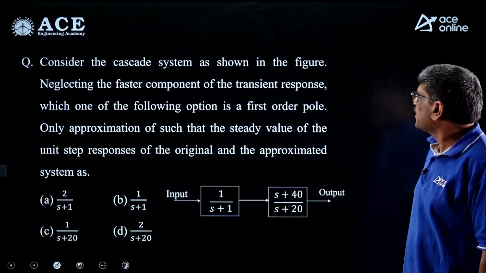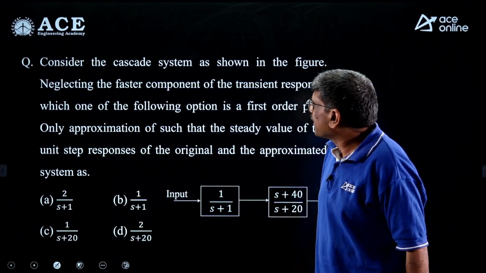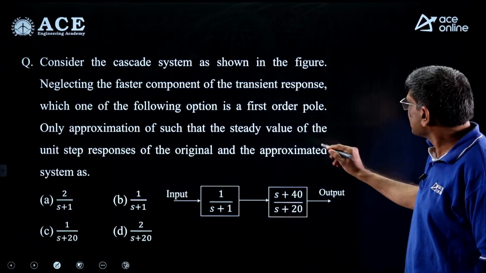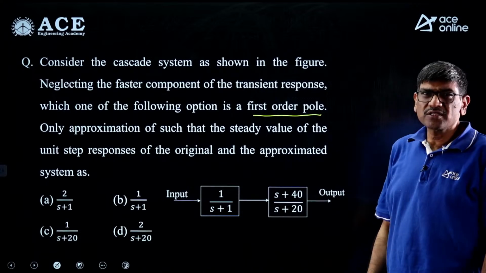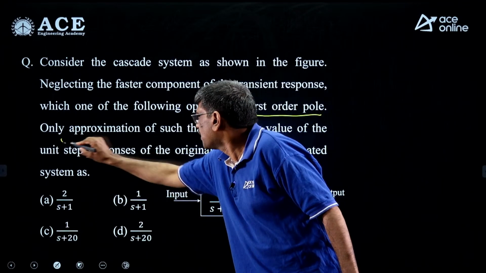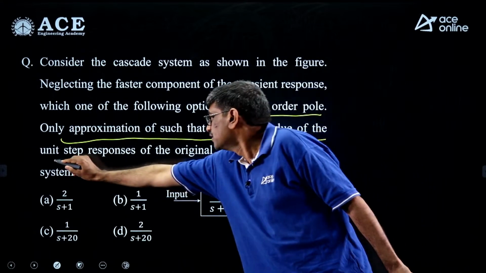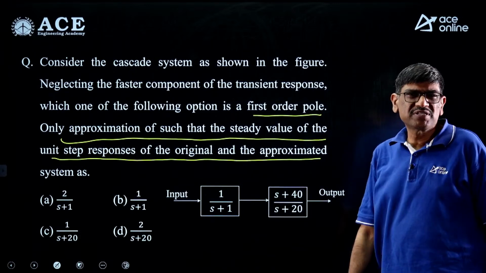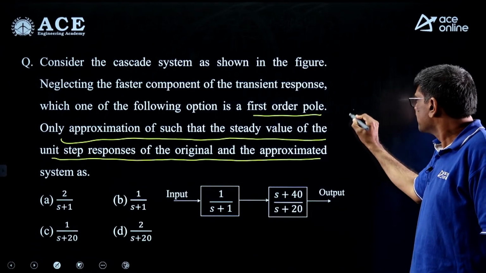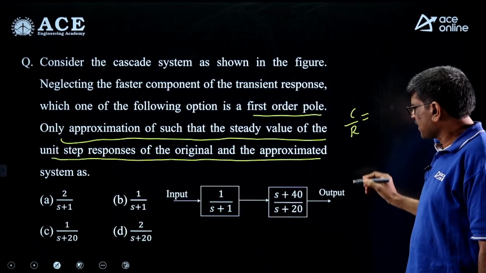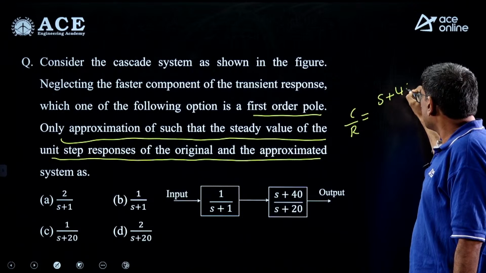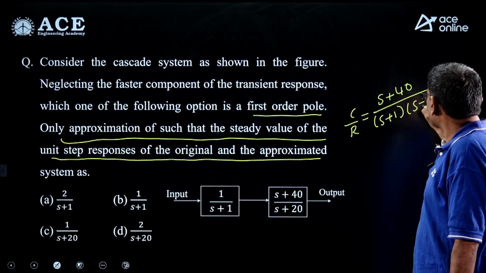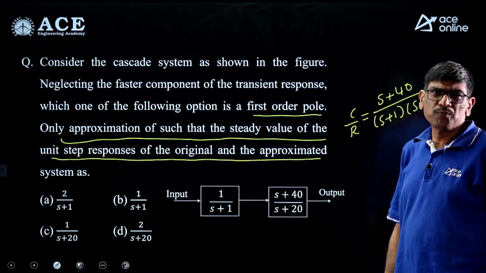So here, consider a cascaded system shown in figure, and neglecting the faster component of a transient response, he is simply asking for a first order pole. So it is asking the approximated system, very clearly mentioned, only approximation such that steady state value of unit step response of the original and approximation system is same. So what is the transfer function here if you write C by R? We are getting S plus 40 divided by S plus 1 into S plus 20. It belongs to the insignificant pole concept.